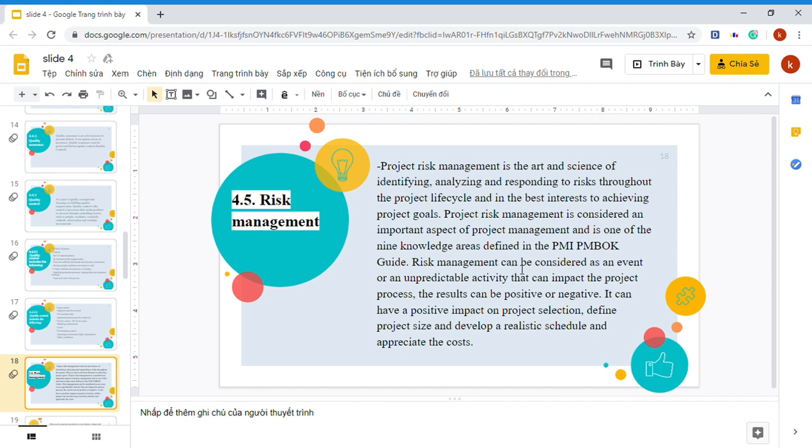Risk can be considered as an event or an unexpected activity that can impact the project process, and the result can be positive or negative. It can have a positive effect on project selection, defining project size, developing a realistic schedule, and a better estimate of the cost.